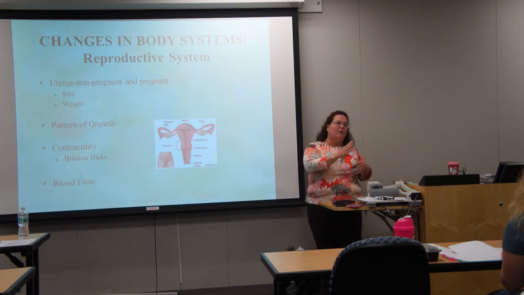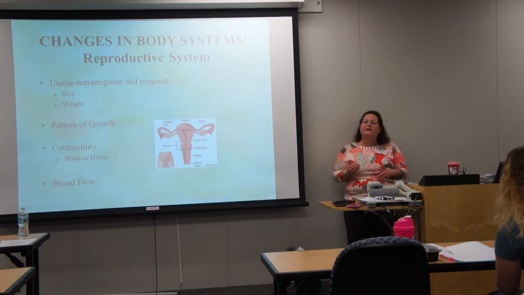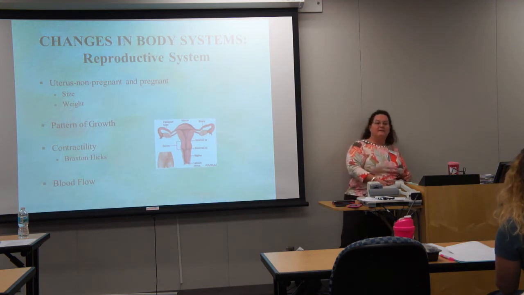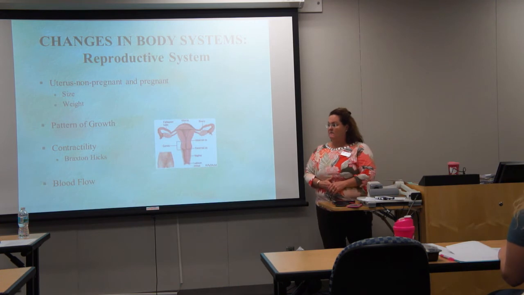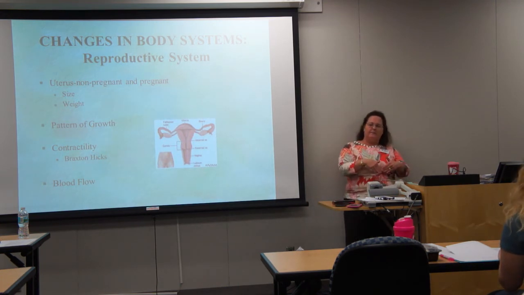And then it grows week by week. By the time a woman is 20 weeks pregnant, the top of her uterus, the fundus, when she's lying flat, should be at the level of the umbilicus. Okay? So at 12 weeks, it's still in the pelvis, but at 13, it pops out.